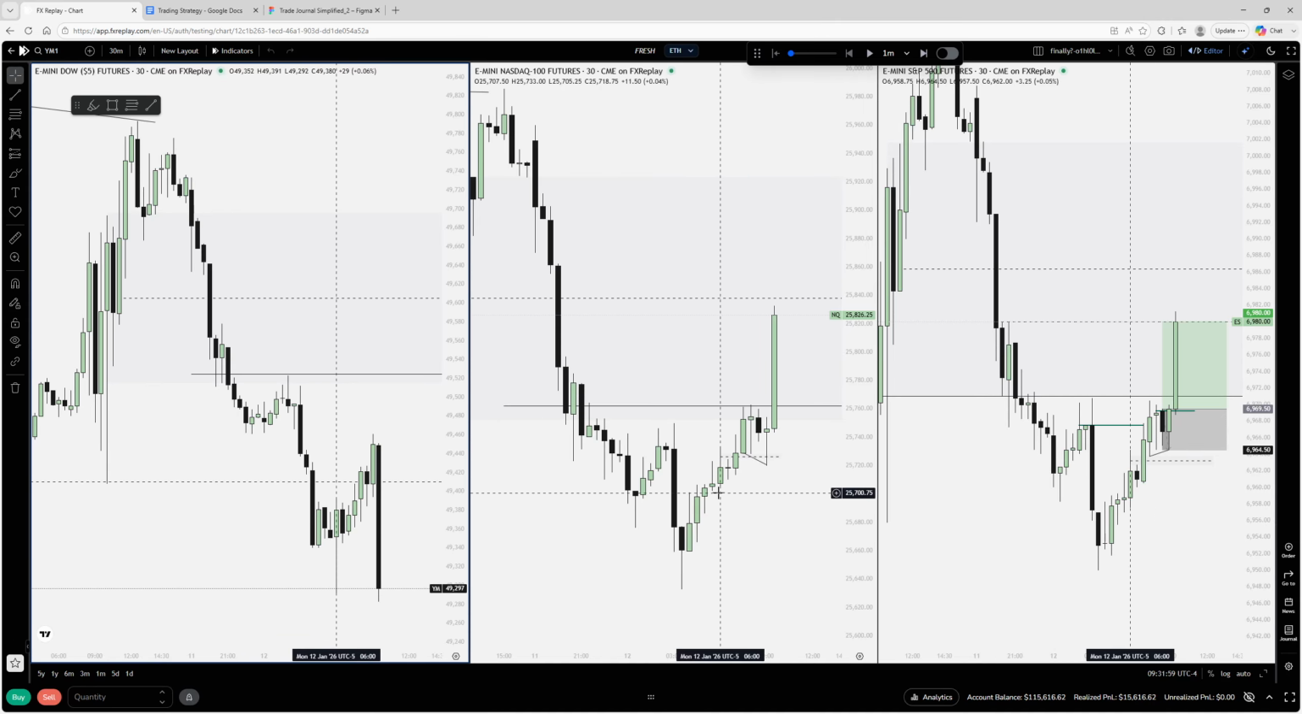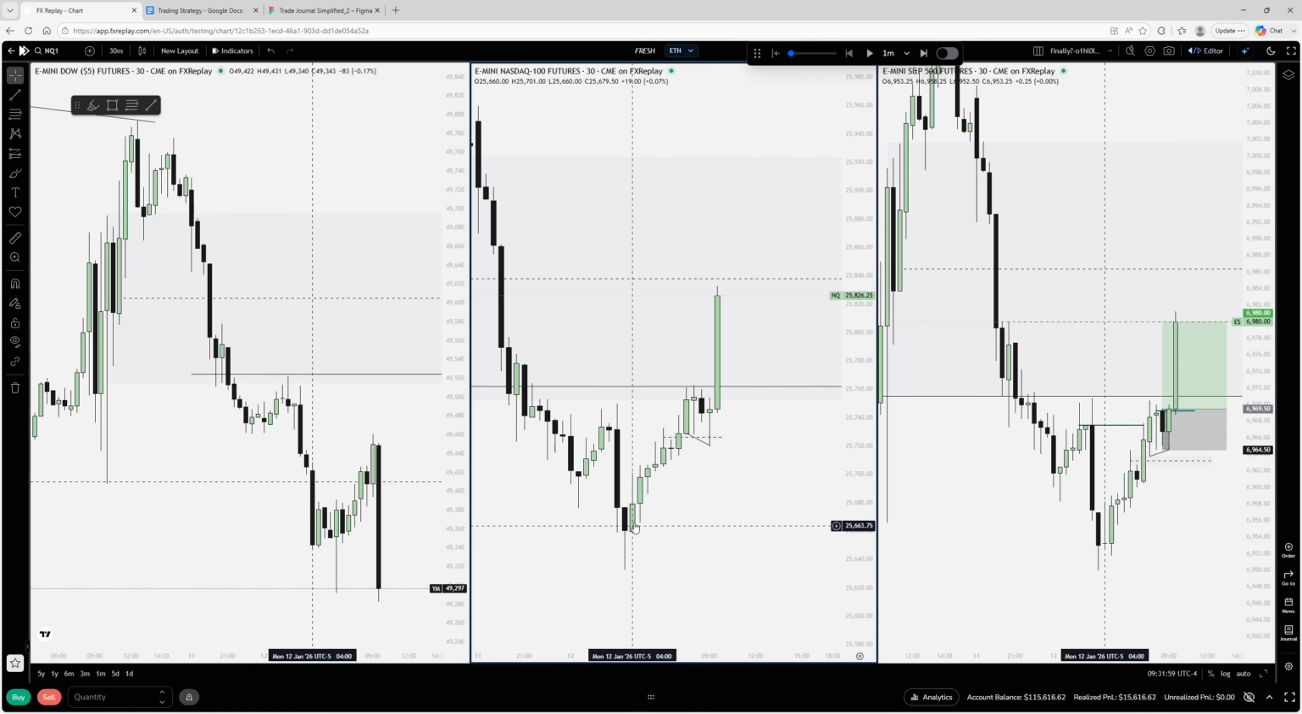V-shaped. There is one thing I don't like about this trade though. It takes a lot of candles to get up here, and it's kind of slow. You see how this one just has one big candle, boom, and this one has so many. Yeah, it is still a V-shaped reversal, but I'm not a fan of that.